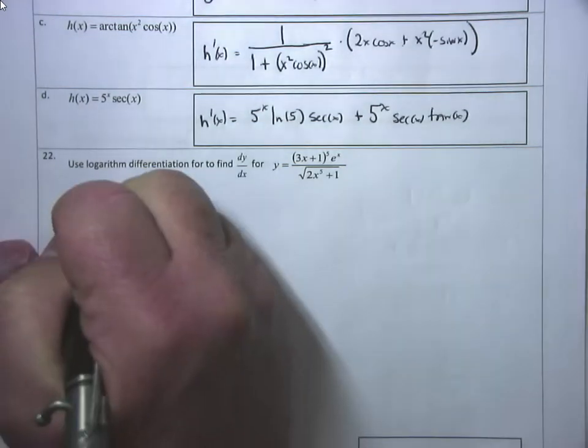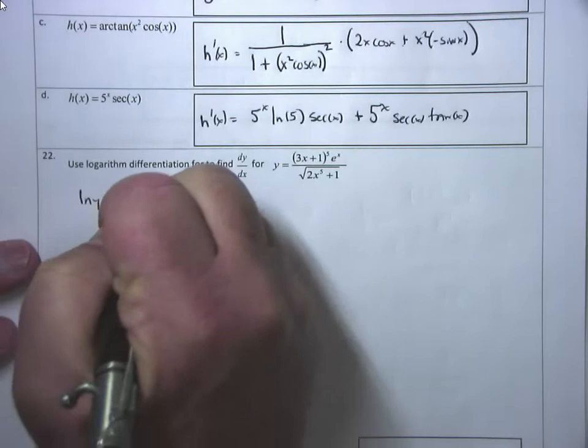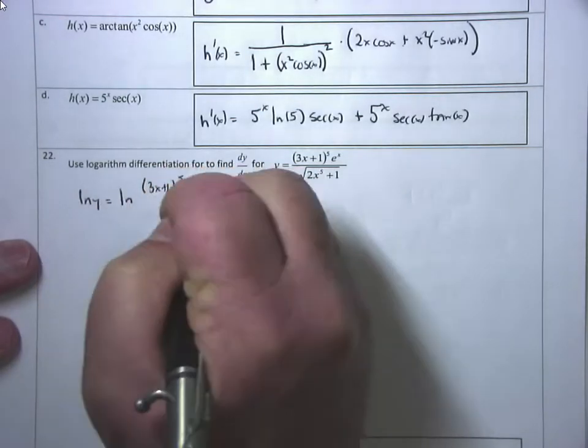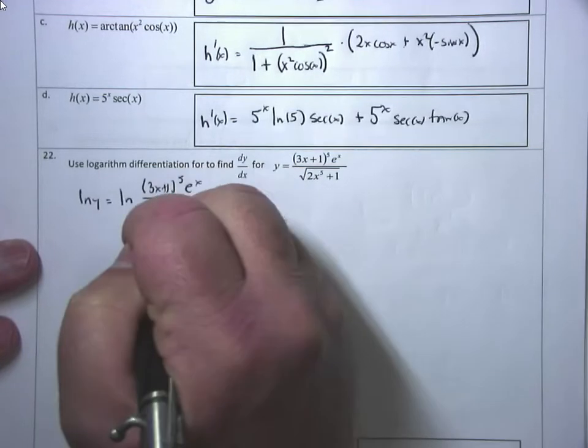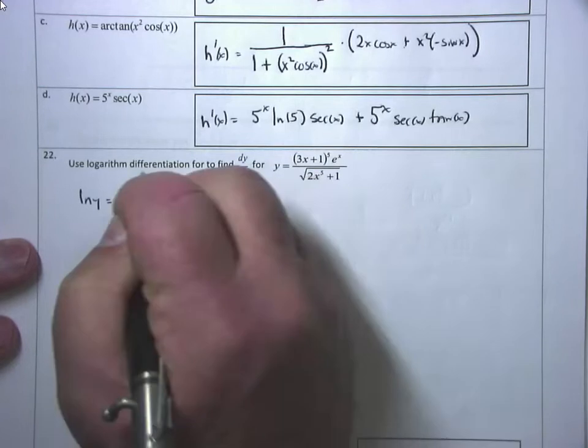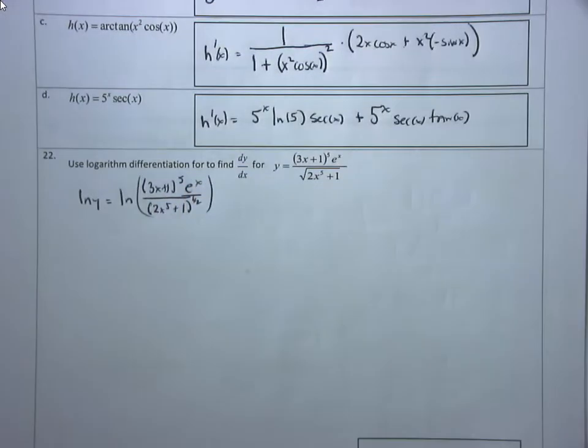Step number 1, take the natural log of both sides. So the natural log of y equals the natural log of (3x plus 1) to the 5th times e to the x divided by (2x to the 5th plus 1) to the half power, because remember, I don't do square roots. So I took natural log both sides. Step 2, clean them up.